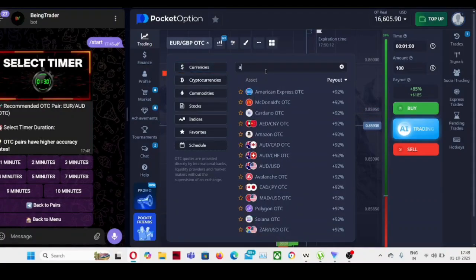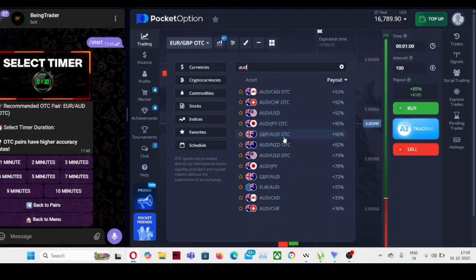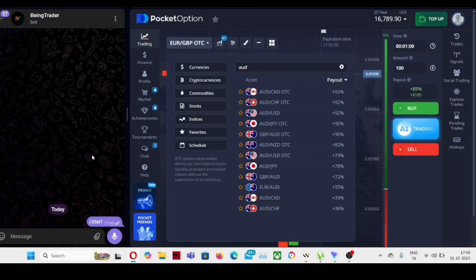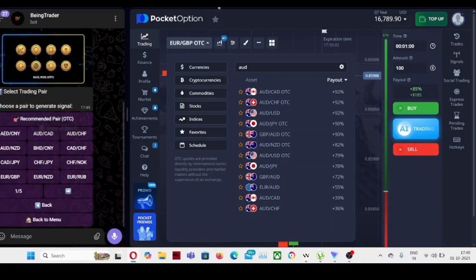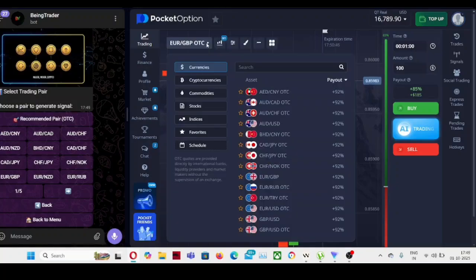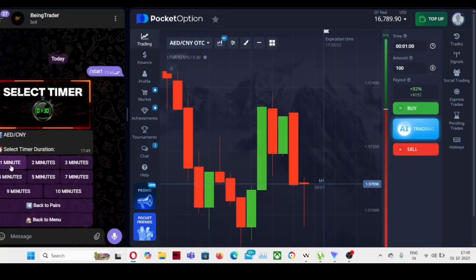First we need to search for this pair to see if it even exists, because let me tell you guys, we are in trial mode and it has some limitations, and we can't find the EUR by AUD OTC market. So no problem, we will check the next pair, go back to pairs, and select our AUD by CNY market, and let's take another 1 minute trade on that market.